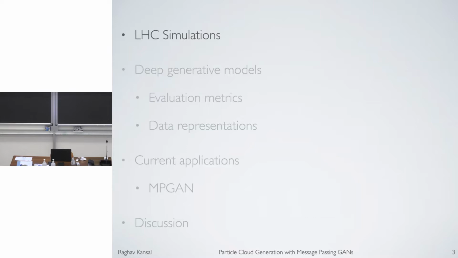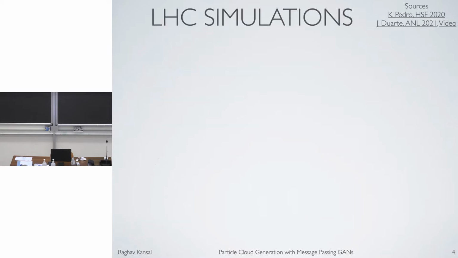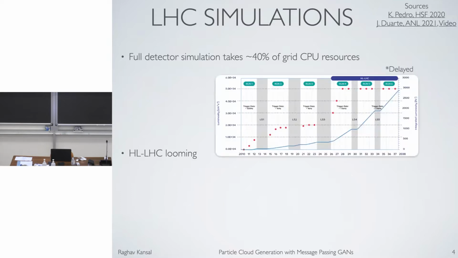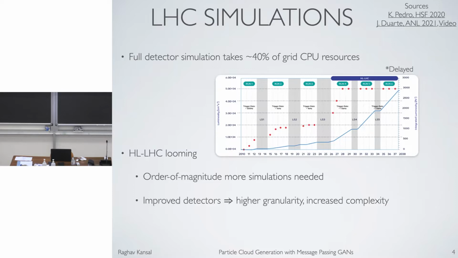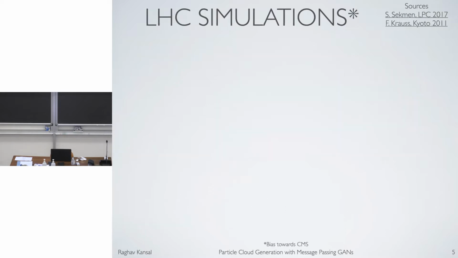To start, I'll motivate why we would want to use machine learning for simulation at the LHC. The main reason is that currently the simulations are very computationally expensive. They can take around 40% of the grid CPU resources for CMS and Atlas. And with the high luminosity LHC coming up, where we'll have an exponentially increasing amount of data to collect, we're going to need an order of magnitude more simulations. We're also going to have improved detectors, which are more complicated and of higher granularity. So it's going to be a real challenge to keep up in terms of our simulations and computational cost. And so perhaps machine learning is a possible solution to this challenge.